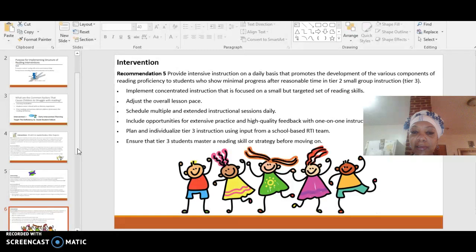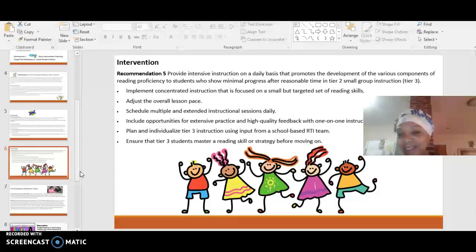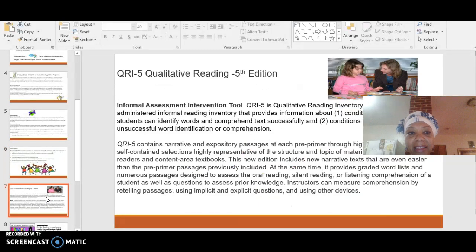Look how happy these children are in this picture, right? Just laughing, loving, enjoying the progress they're making. We want to look at QRI-5, which is the Qualitative Reading Inventory.